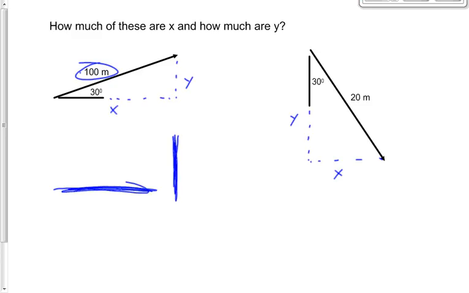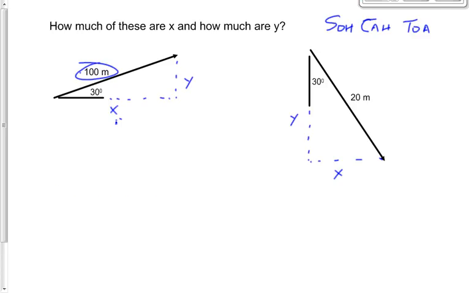How are we going to figure out how much of that is X? How are we going to figure out how big that side of the triangle is? Yeah, good. SOHCAHTOA. Let's write that down just to remind you about what's what here. Sine is opposite over hypotenuse. Cosine is adjacent over hypotenuse, and tan is opposite over adjacent.